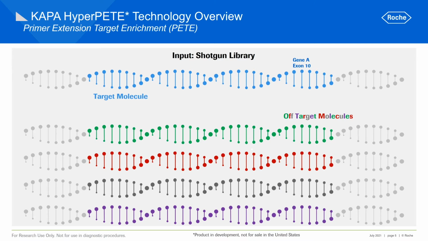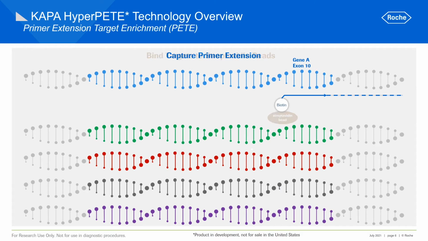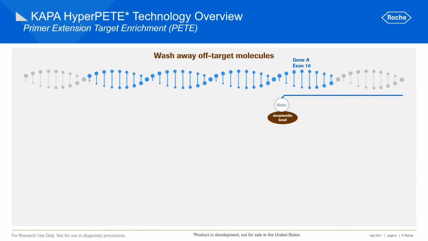So in the top, you see the blue molecule, which is an on-target molecule. The example is gene A, exon 10. You want to target that. All of the other colors are denoting off-target molecules. The first step is to put in a biotinylated primer into our reaction, and this gets extended by a DNA polymerase. Think of it as one cycle of PCR, just a primer extension. After this primer extension, we apply these to streptavidin beads where we capture all of the fragments that have that biotinylated primer extension product, and we wash away all of the off-target molecules.